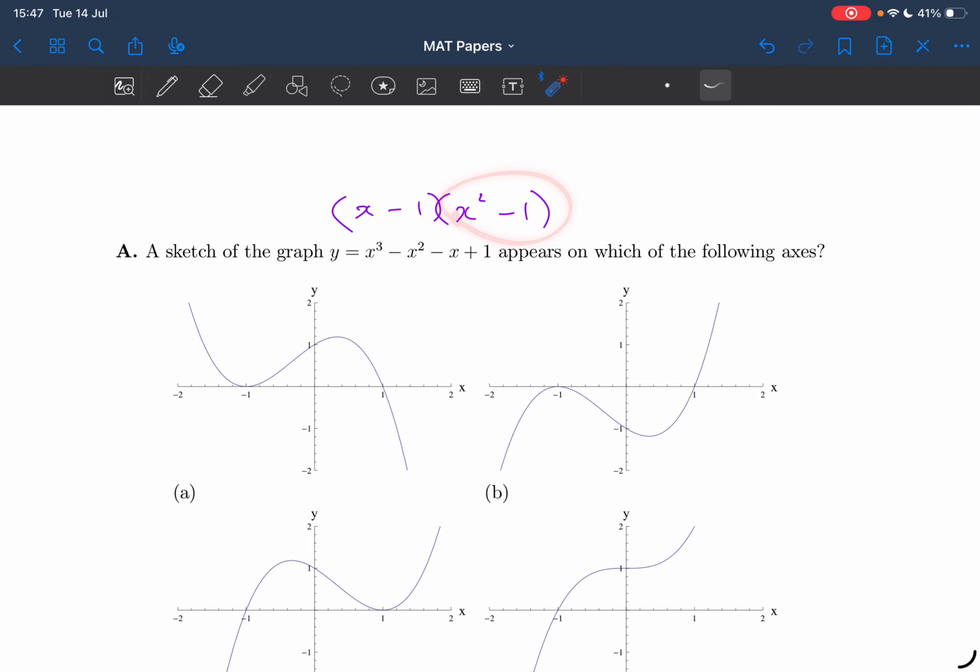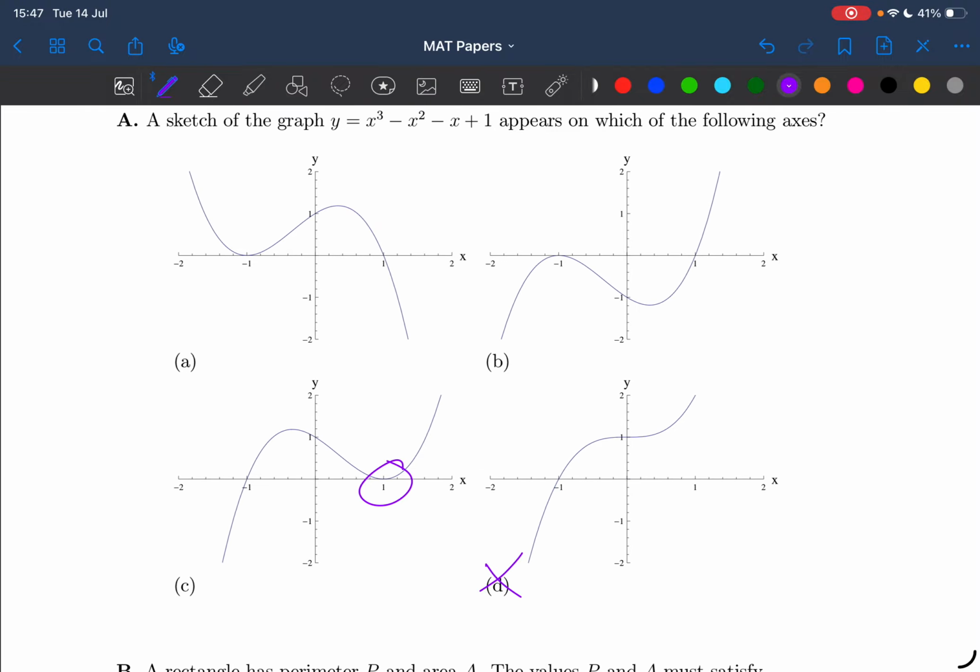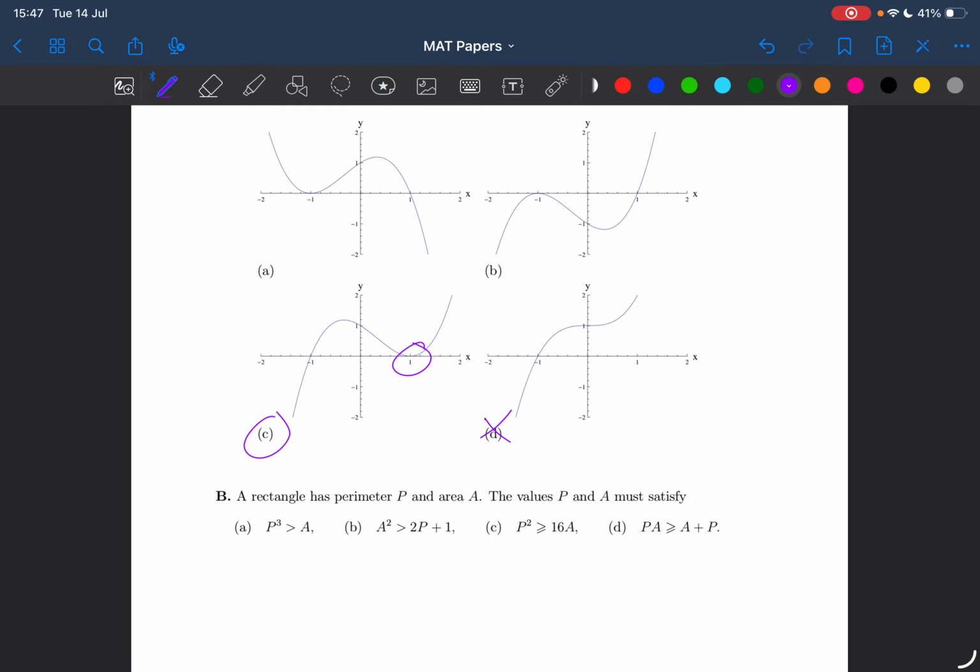And this x squared minus 1, we can rewrite that as x plus 1, x minus 1. So it's the same as having x minus 1 squared and x plus 1. So we have a repeated root when x is 1, i.e. this bit down here. So C should be the correct answer.